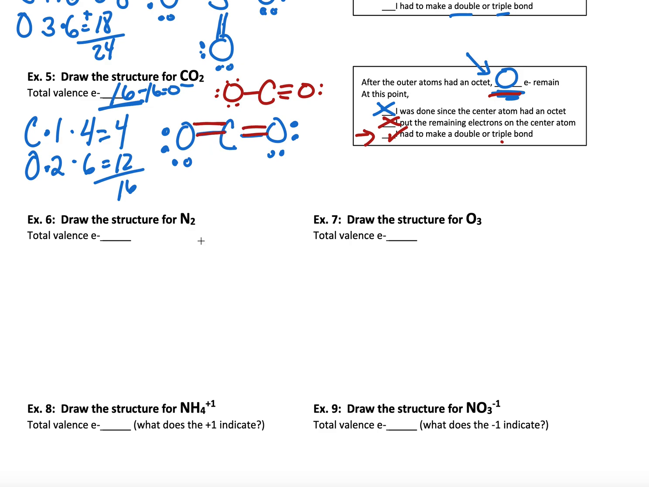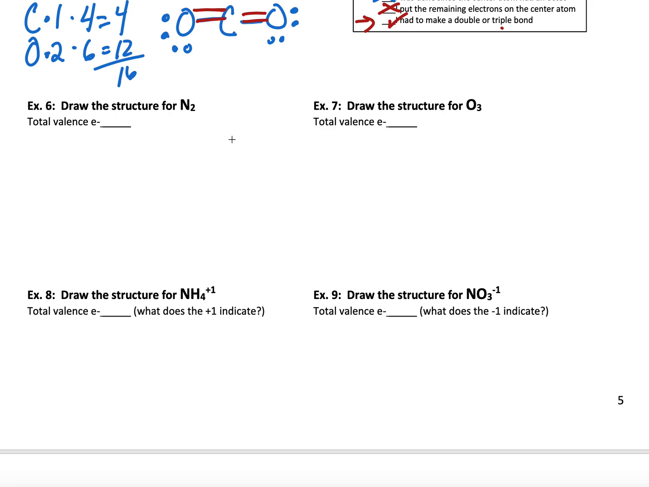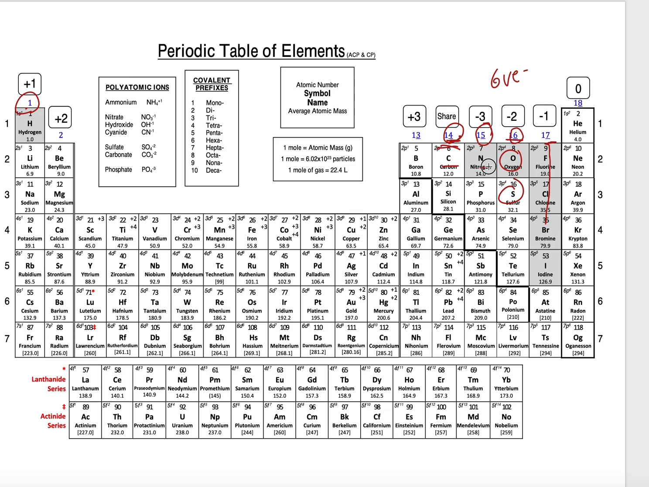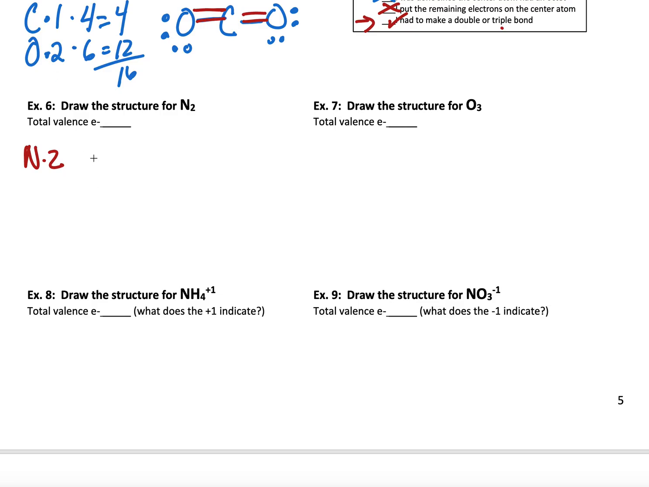All right, let me show you how to handle 2 elements, because you don't really have a center atom. So we got nitrogen. There's 2 of them, and if you look on the periodic table, nitrogen is here in group 15, so it's going to have 5 valence. So 2 times 5 is 10. There's 10 total. Now, N and N. What are you going to put in the center? N. That's all you got.